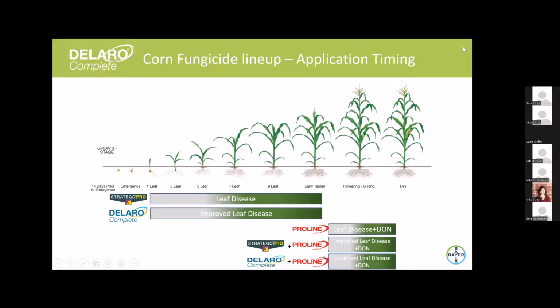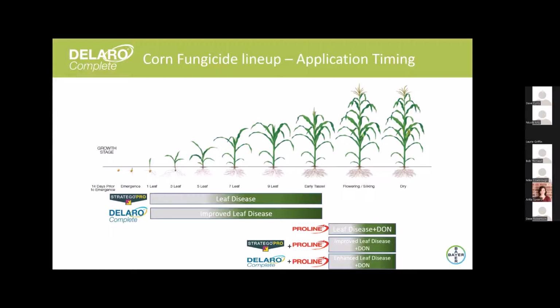Switching over to corn, if we look at Belero Complete in the corn crop, and also Stratego Pro, it's a good pictorial here of the different registered use timings. Stratego Pro and Belero Complete both can be used in those early V stages. It's not a very popular application timing, but with the new onset of tar spot, we will be looking at that timing. We will be doing some trials this year with some earlier applications. But you could spray Stratego Pro or Belero Complete up to that early tassel timing for leaf disease control.